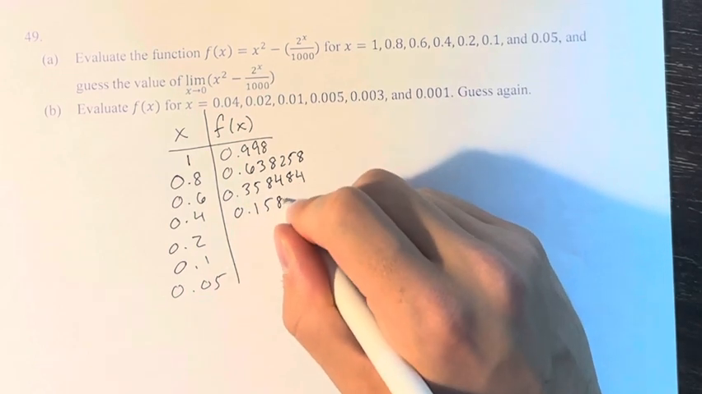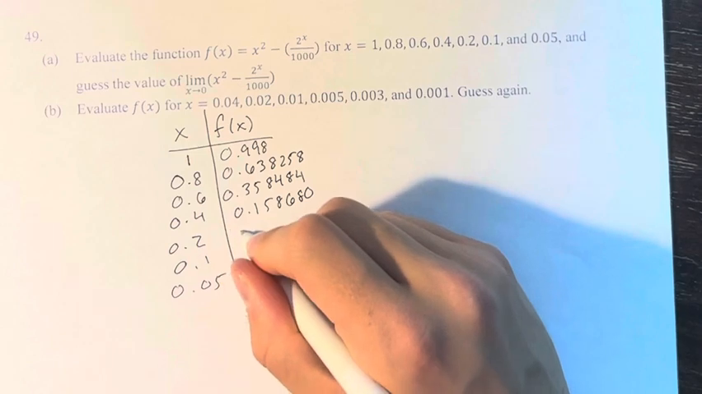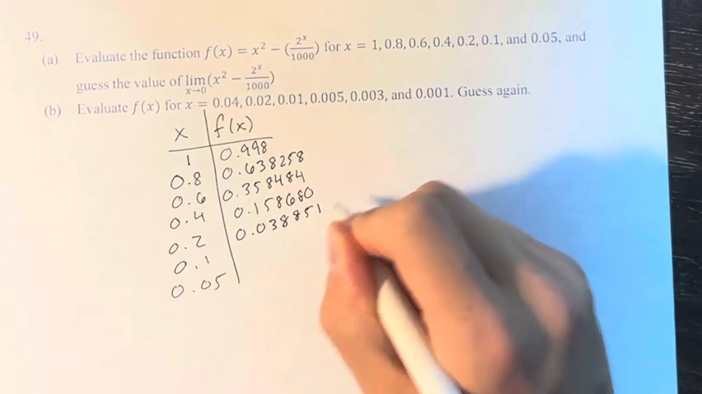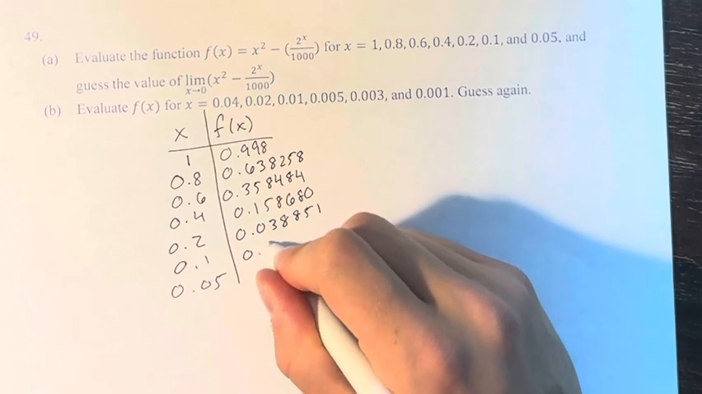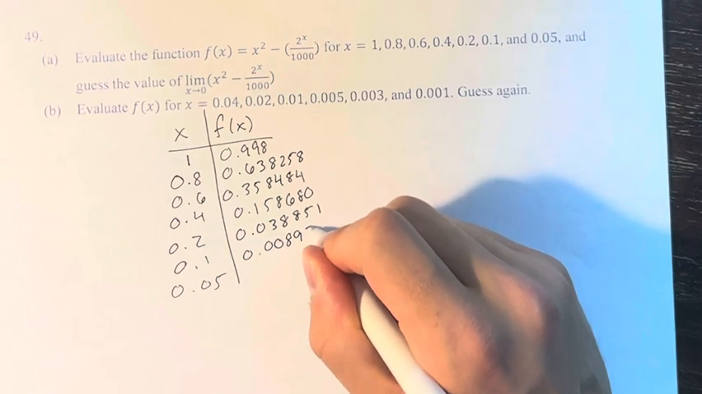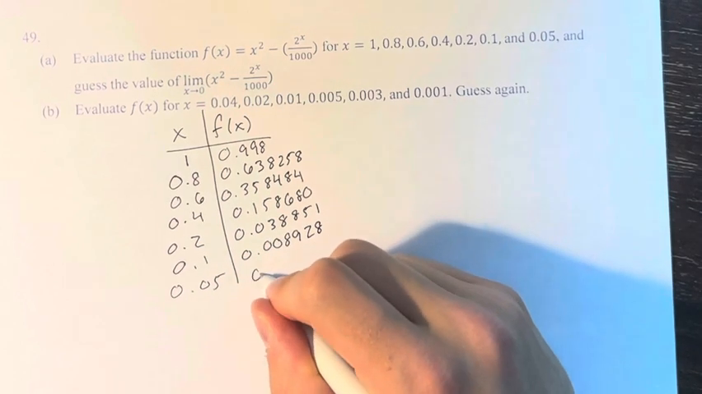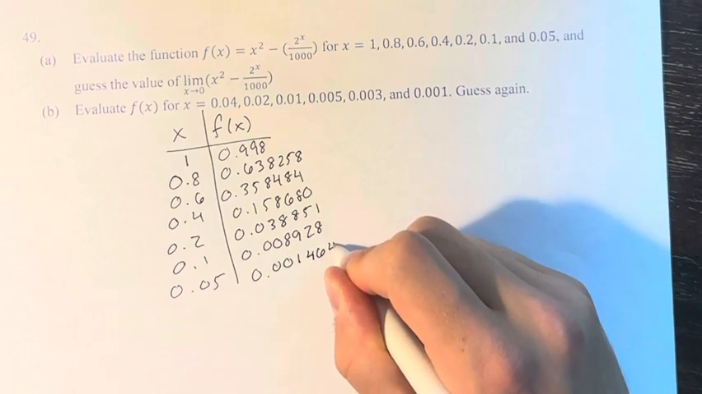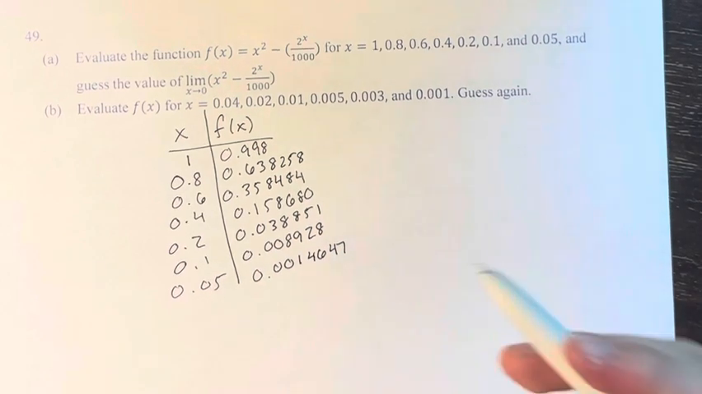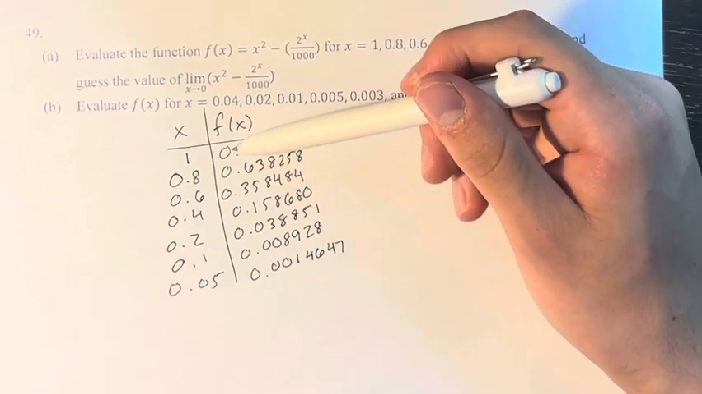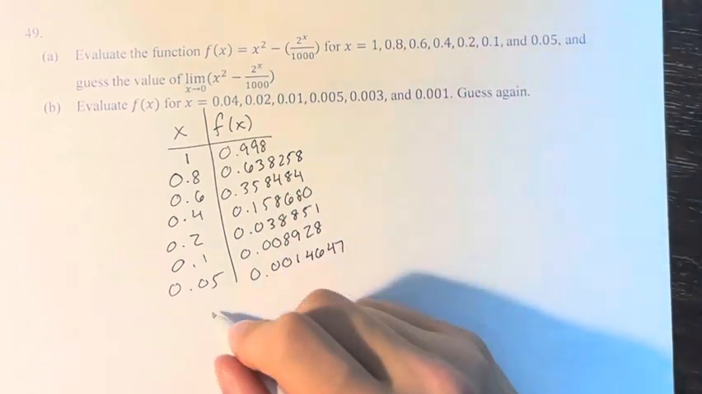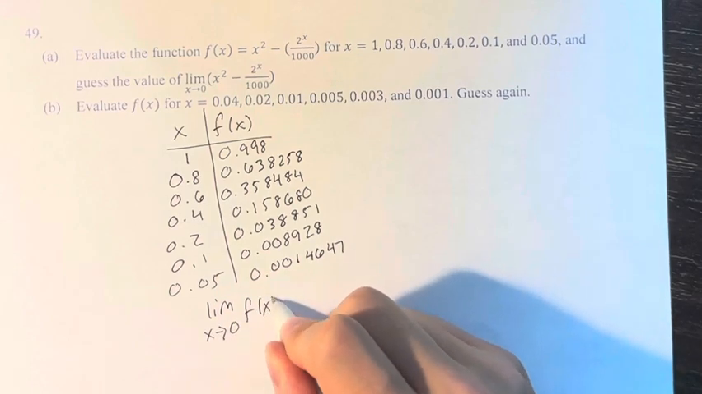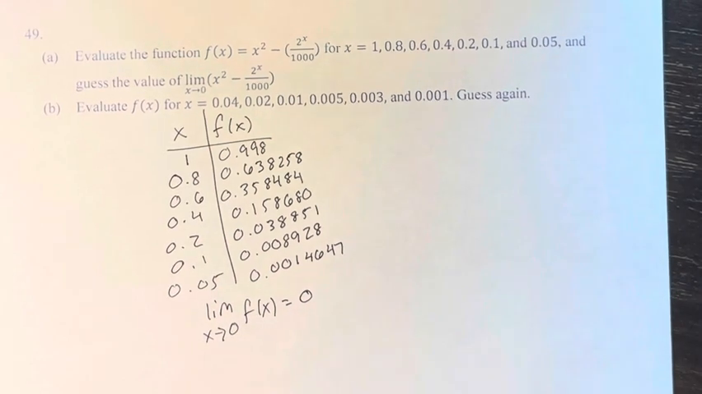0.158680, 0.038851, 0.008928, and 0.001647. And so, as you can see, these values are getting closer and closer to 0, so therefore we can guess that the limit as x approaches 0 of this function f of x is equal to 0.